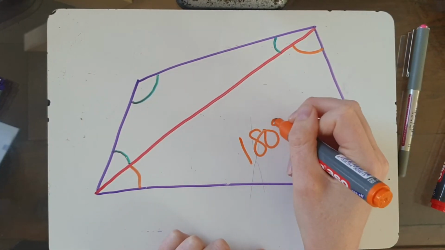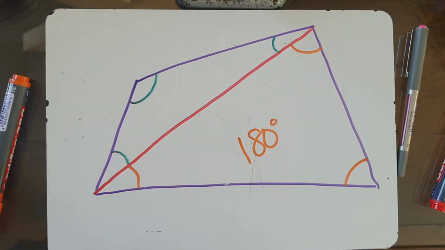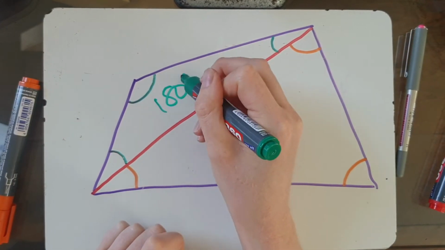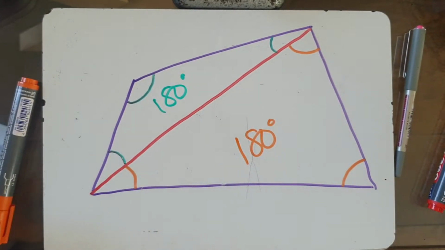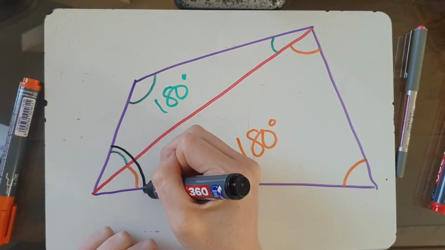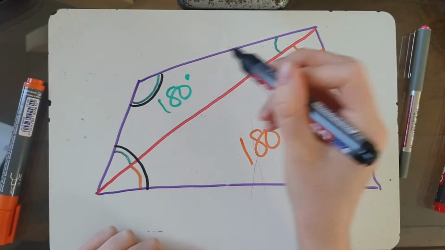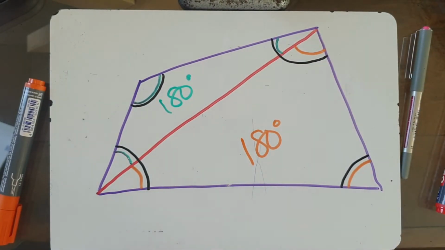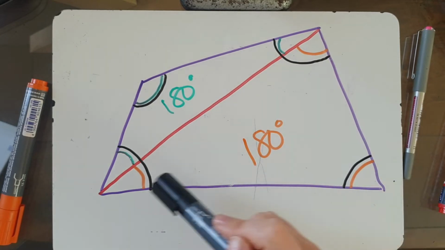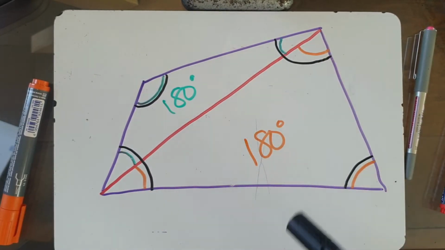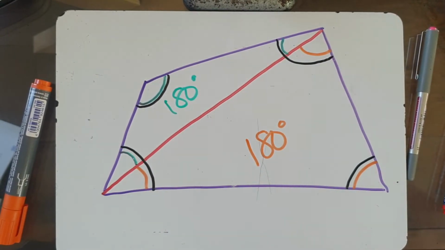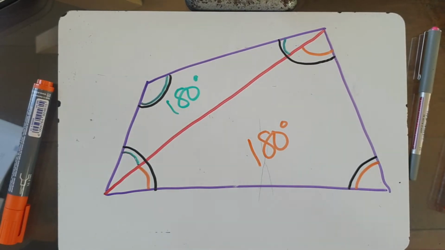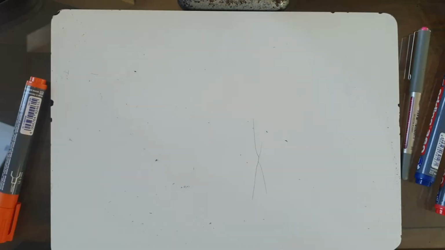So we've got 180 in here, we've got 180 in here, and for the quadrilateral, we would have this angle, this angle, this angle, and this angle. So it would be these three angles plus these three angles, so 360. So that's another piece of key information that we're going to write down.